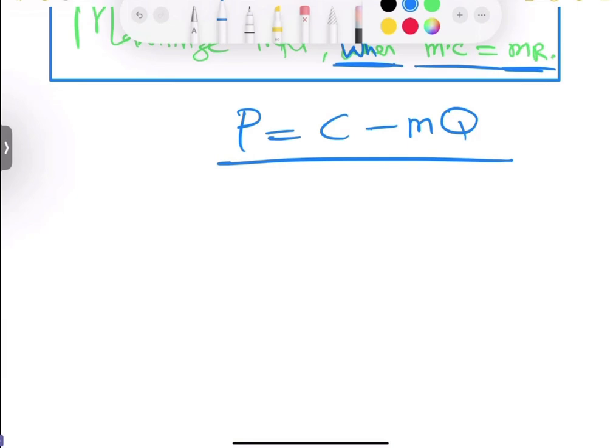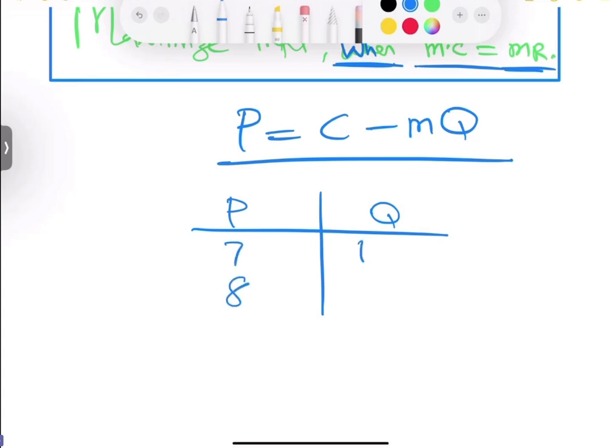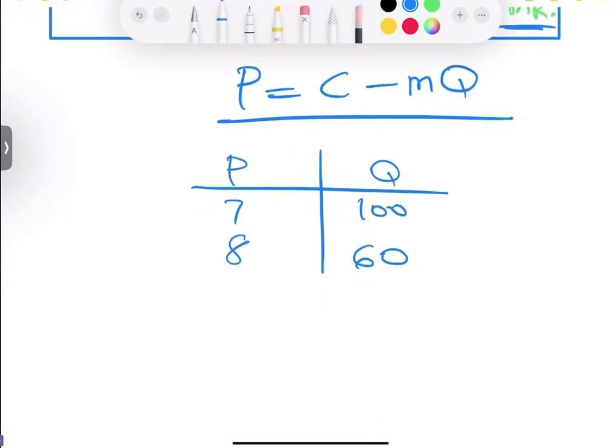So let's just look at this. If price and quantity is this, you have prices of 7 and 8, and quantities of 100 and 60. So we already have the two scenarios. Remember, you always have those two scenarios. Even if you have more than that, just pick 2 points like this to do your equation.